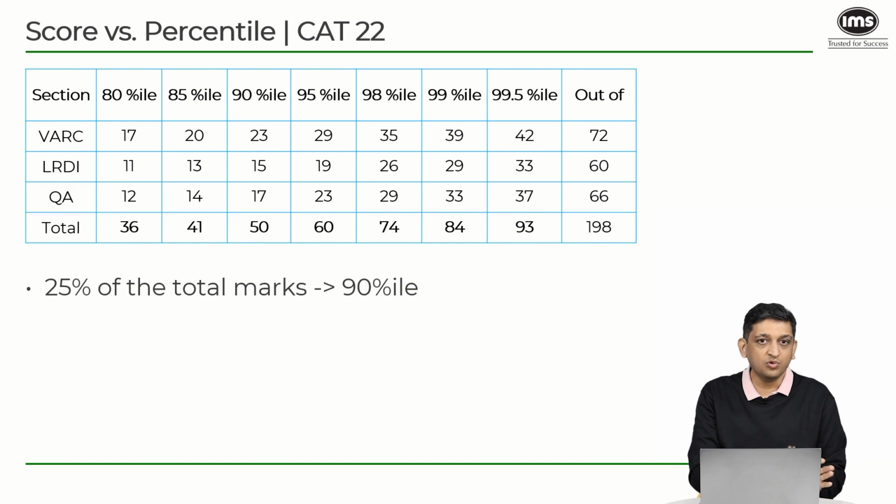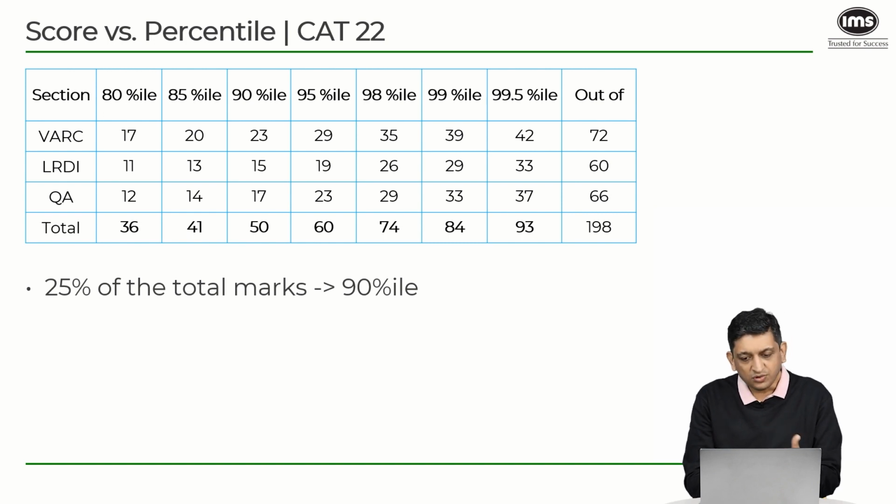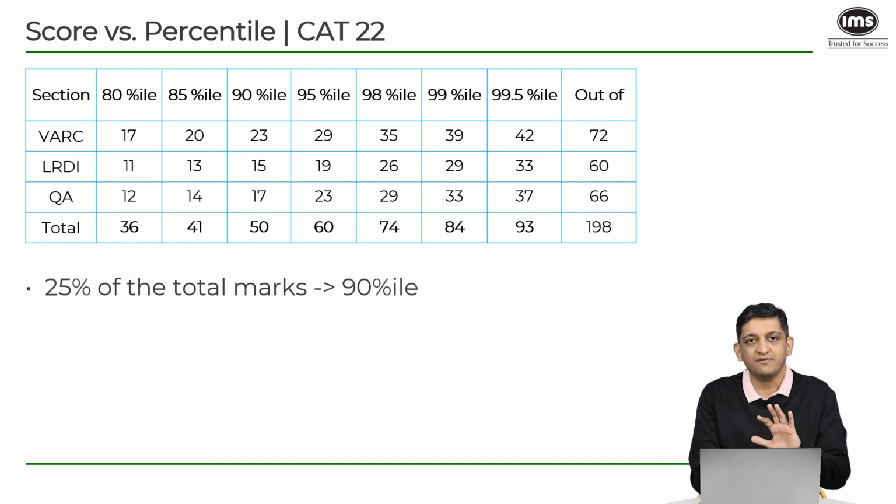But if you look at absolute numbers as well, if someone would have scored 25% of the total marks, so the total marks last year was 198 because there were 66 questions and there were 3 marks awarded for each correct answer. So out of 198 marks, if someone would have got 25% of the total marks or roughly 50 marks, then that person would have been at the 90th percentile. So 25% of the total marks is good enough for you to get a 90th percentile or to be in the top 10% of the test taking population.